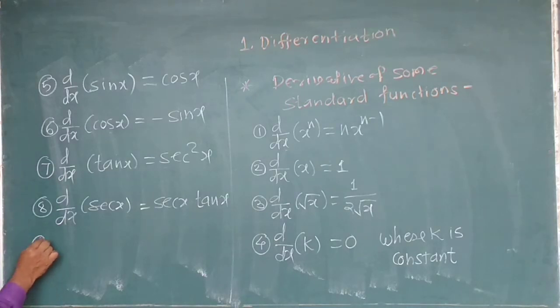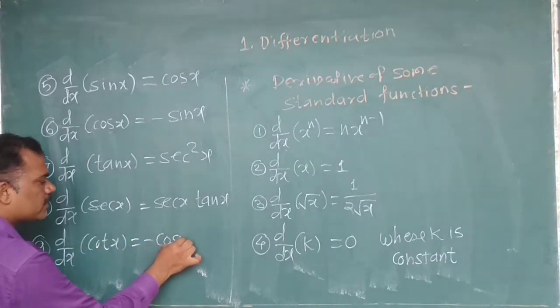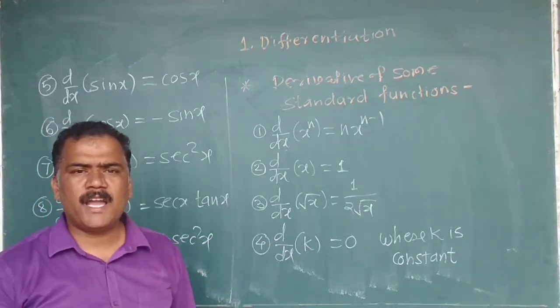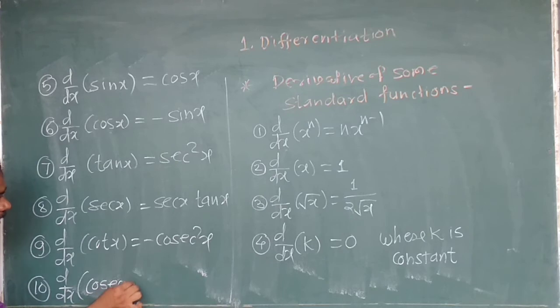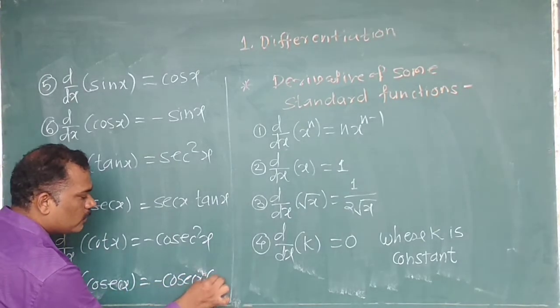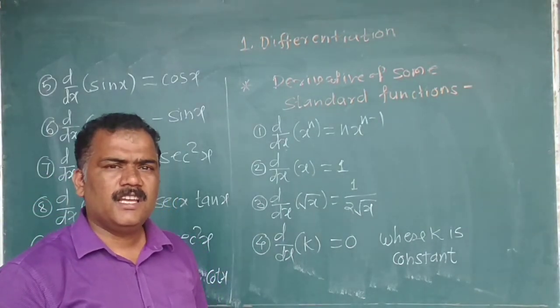Ninth one is d dx of cot x is equal to minus cosec square x. Ninth one is d dx of cosec x, which is nothing but minus cosec x into cot x. These formulas we have already discussed in the 11th standard.